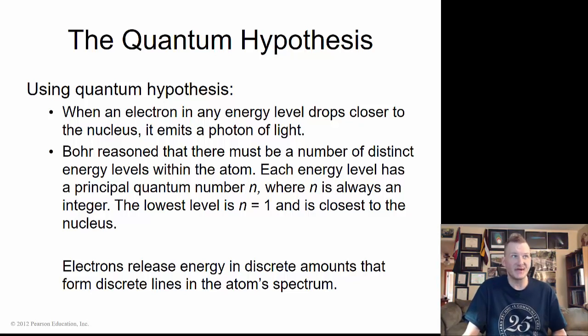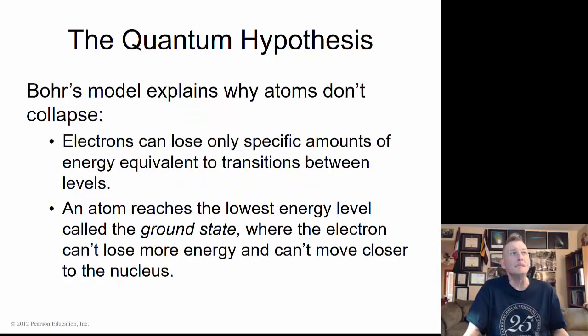Bohr reasoned that there are distinct energy levels within the atom. Each energy level has a principal quantum number called n. It is always an integer. The lowest level is 1 and is closest to the nucleus. Bohr's model also explains why atoms don't collapse. The electrons can lose only specific amounts of energy equivalent to the transitions between those levels, those shells, the n numbers. An atom reaches the lowest energy level, called the ground state, when the electron can't lose more energy and can't move any closer to the nucleus.